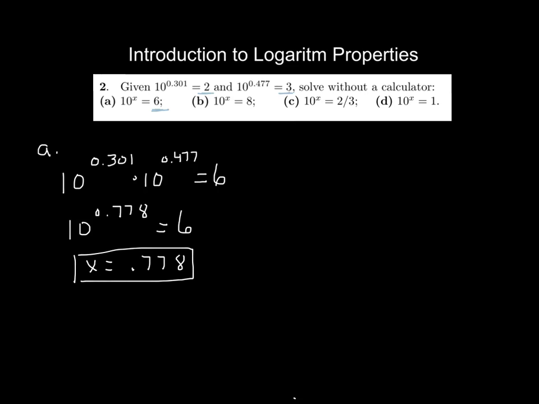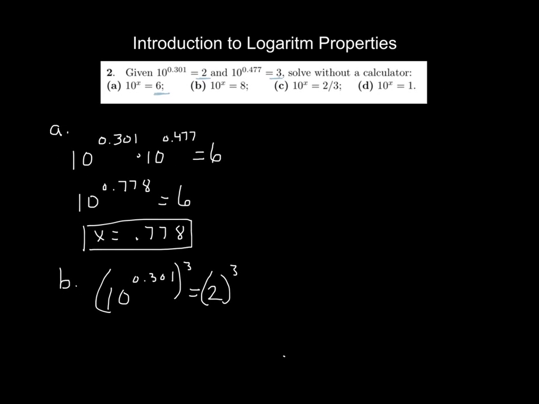Okay. B. Now we want to use either 2 or 3 or both to get to 8. Any ideas of how we can do that? 2 to the 3rd power. 2 to the 3rd power equals 8. So what I can do is take 10 to the 0.301. That equals 2. If I raise both sides to the 3rd power, it'll equal 8. So if I raise both of these to the 3rd power, are we okay that that would equal 8?